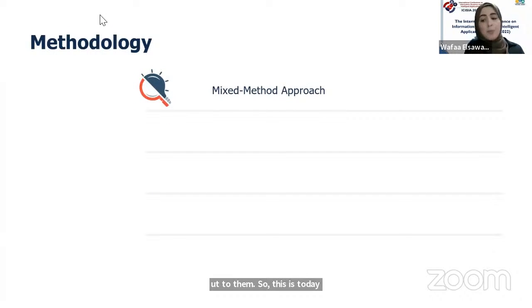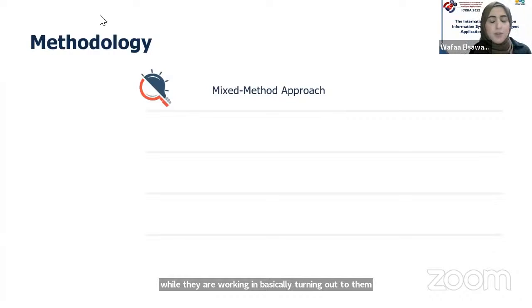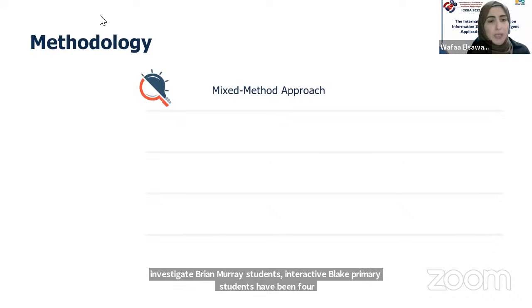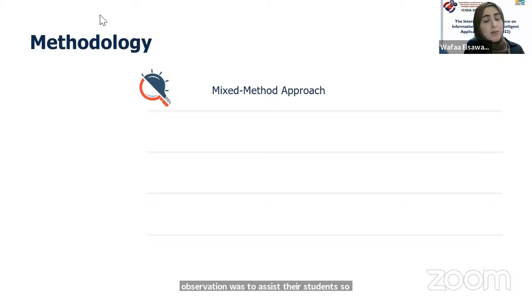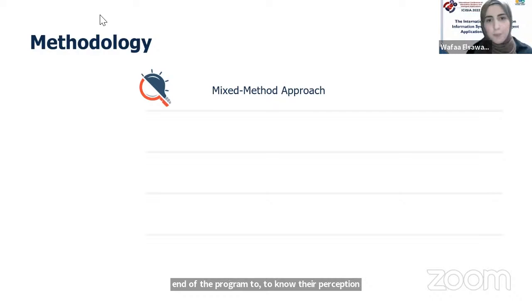Turning now to the methodology, this study employs a mixed method approach to investigate Emirati primary students' performance after engaging them in two weeks of online programming and coding. Based on the mixed method approach, we have two instruments: the first one is observation and the second one is a survey. The observation was to assess the students' performance during the program, and the survey was distributed to the students at the end of the program to know their perception about the whole program and the platform.